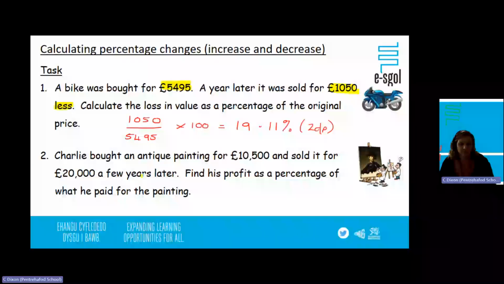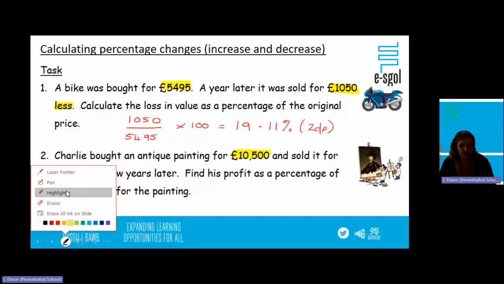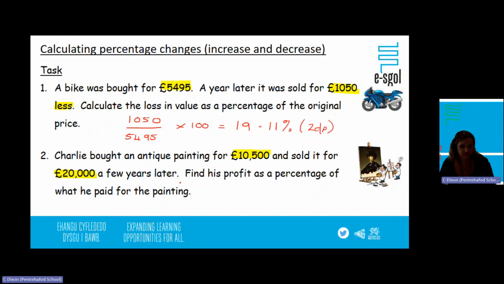Okay, question 2. Charlie bought an antique painting for 10,500 and sold it for 20,000. So this is the new price. Calculate the percentage profit. Okay, so the difference between £20,000 and 10,500 is 9,500. Okay, so 9,500 divided by the original price of, apologies, 10,500.